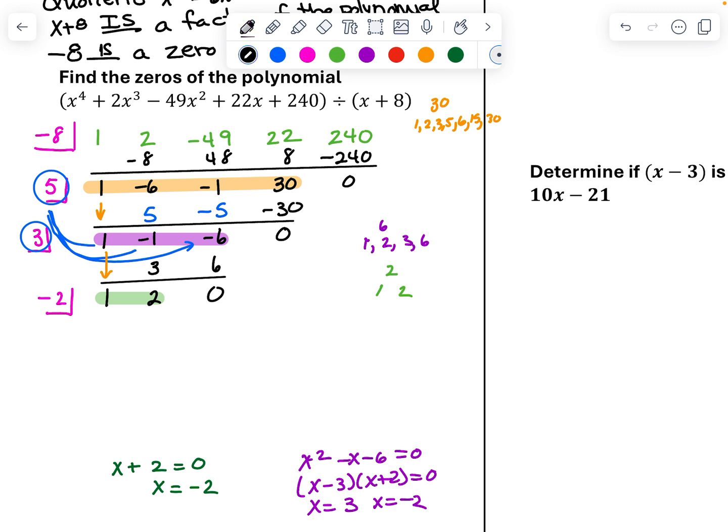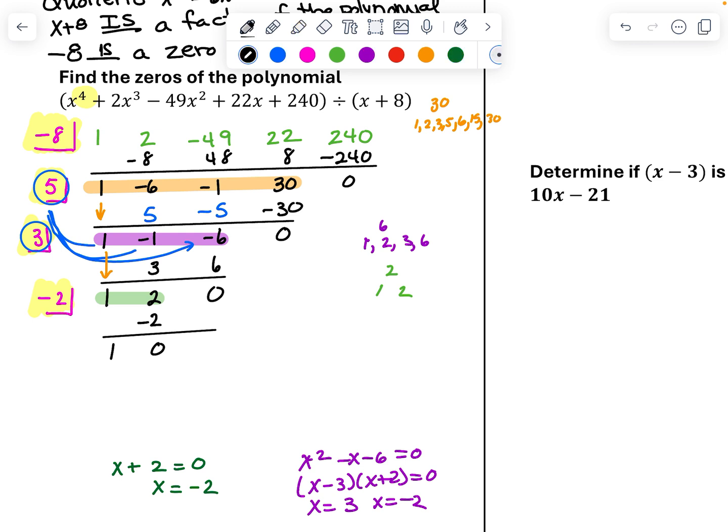I put my equals bar and pull down the 1. Negative 2 times 1 is negative 2, and negative 2 plus 2 is 0. So winner, winner, chicken dinner, I got a remainder of 0. So my solutions are negative 8, 5, 3, and negative 2. And I expected 4 answers because I had 4 powers.